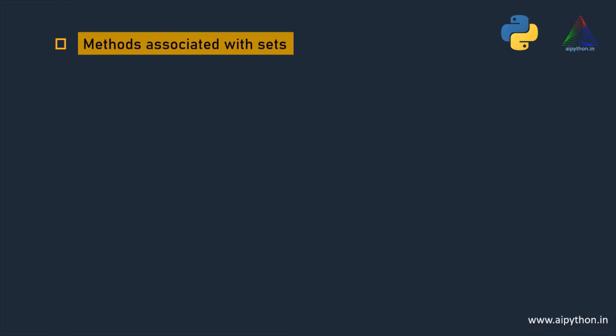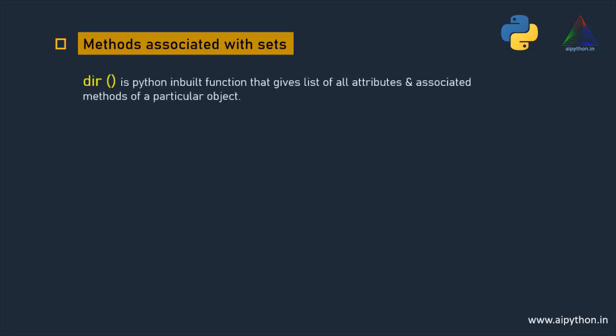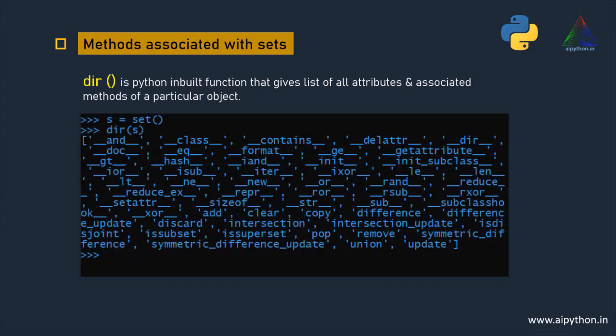So for example, you have created some element or some object in Python, and you want to check what properties are associated with that element. We can use the dir function. dir is also an inbuilt Python function that gives you a list of all the attributes and associated methods for a particular object. This command will give you the details of all the properties associated with whatever you give inside.